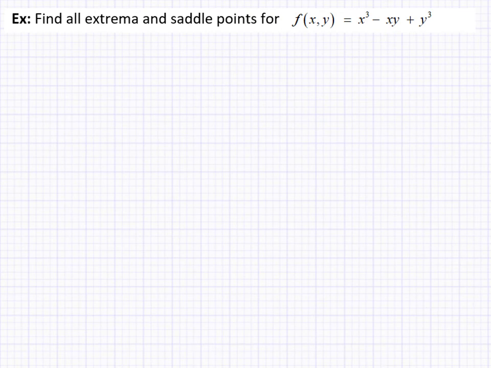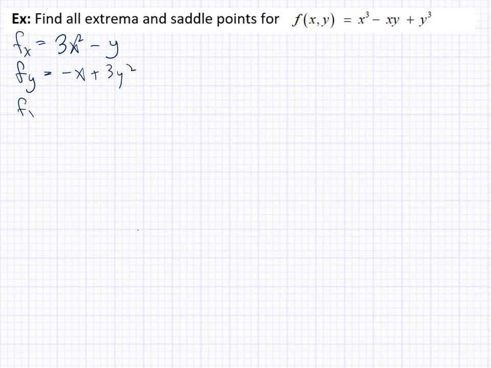So now here's an example where we'll do it all together at once. We need to find the critical points, then test them, and determine if we have a maximum or minimum. And so let's look at this one here. We need to find first our first derivatives. So the derivative with respect to x is going to be 3x squared minus y. The derivative with respect to y is going to be minus x plus 3y squared.